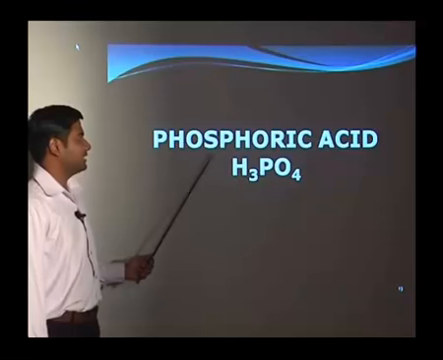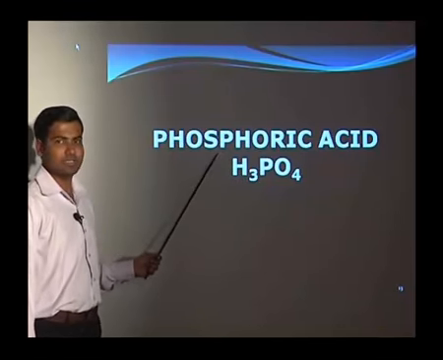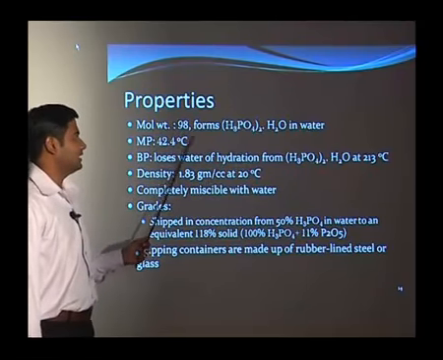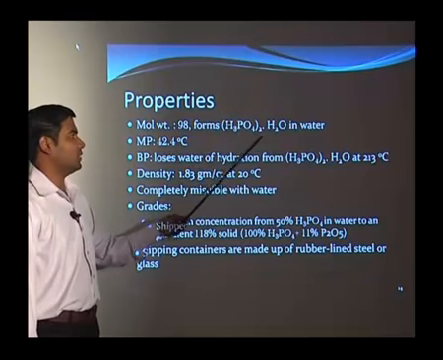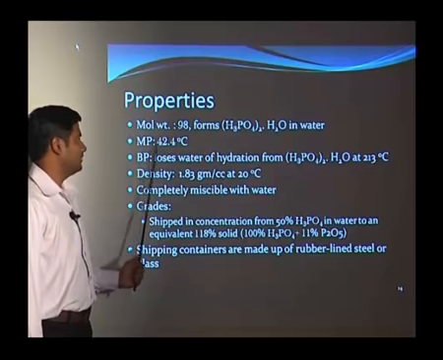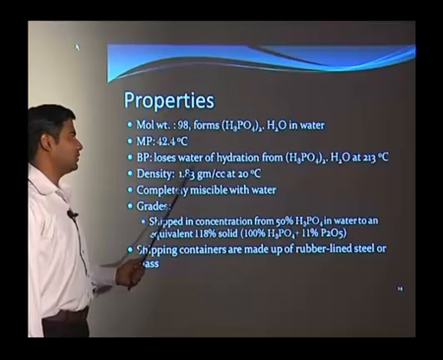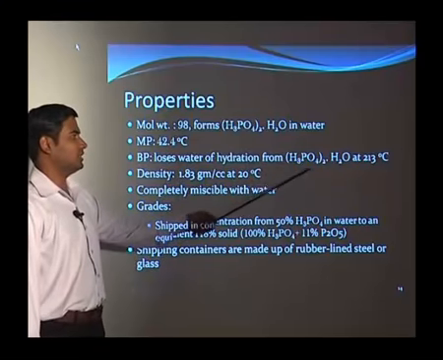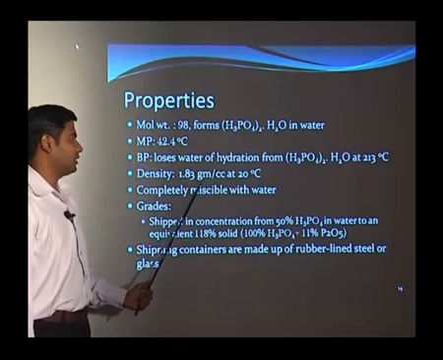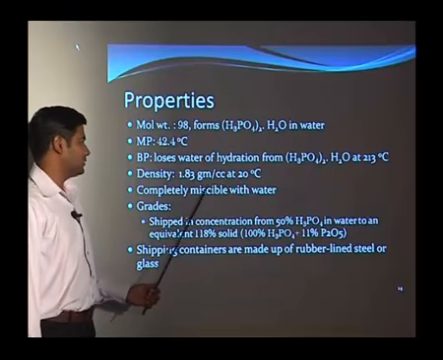The next thing we will discuss in the phosphorus industry is phosphoric acid manufacturing. The molecular weight is 98, and it forms H3PO4 twice with water, so you can find it in the hydrated form. The melting point is 42.4 degrees Celsius. The boiling point: it loses water of hydration from the hydrated form at 213 degrees Celsius. The density is 1.83 gram per cc at 20 degrees Celsius. It is completely miscible with water.